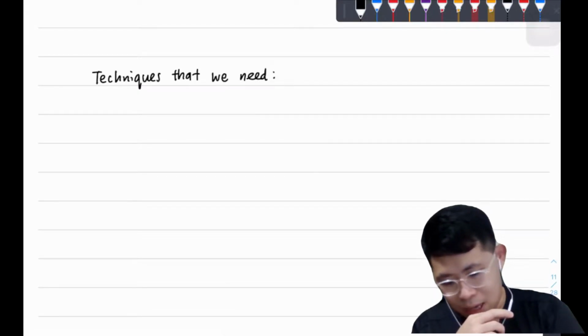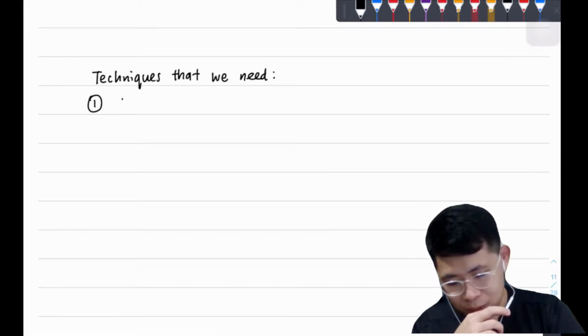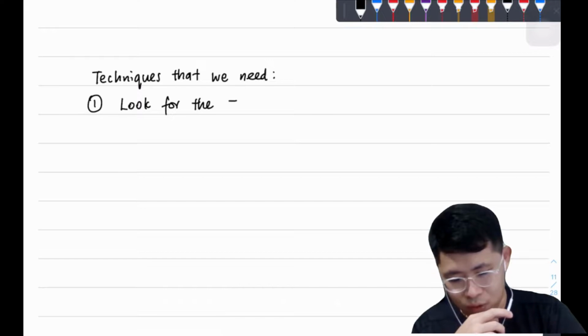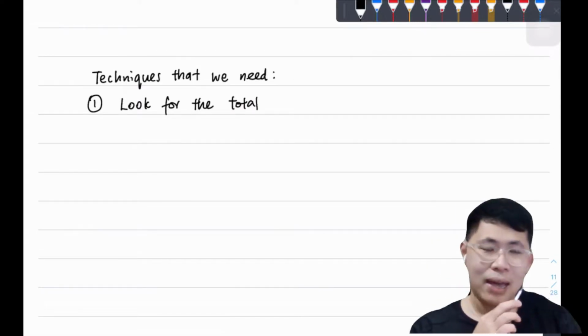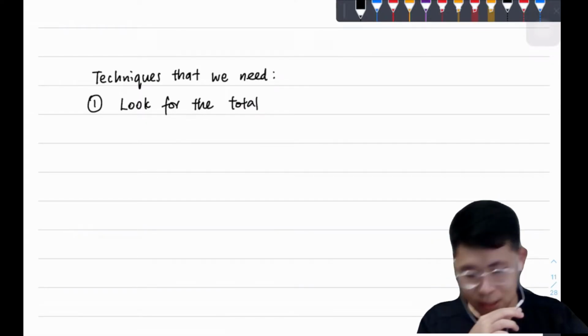Okay, hi everyone. So today we are going to look at some techniques that we need in order to tackle questions involving ratios. The first technique is that we need to look for the total. We may need to look for the total and we will compare the total and look at some changes and so on.